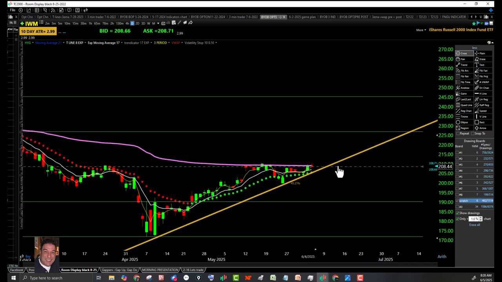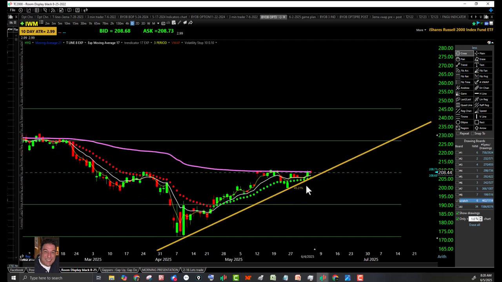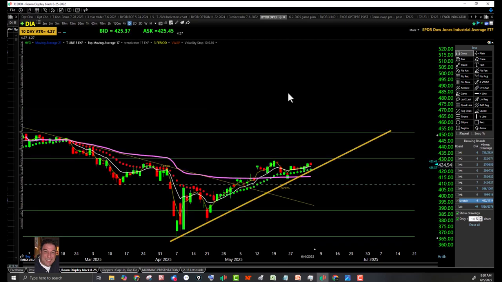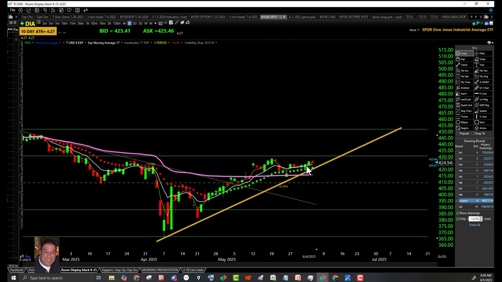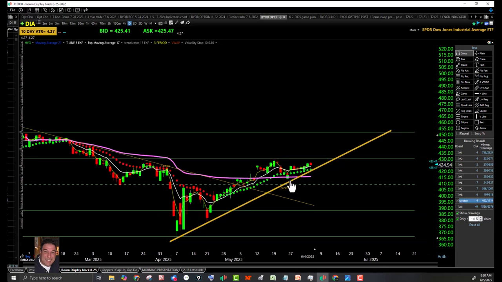Knocking on the door of the midpoint right here. Not quite in the upper third, not in the lower third, so just neutral through here. But moving up and holding the higher ground, that's bullish. Let's take a look at Diamond Dow. Same deal, higher low, higher high, closing over the trap, over the 17. Over the all-time high anchored VWAP, over the downtrend line, over the uptrend line. All of that is bullish.